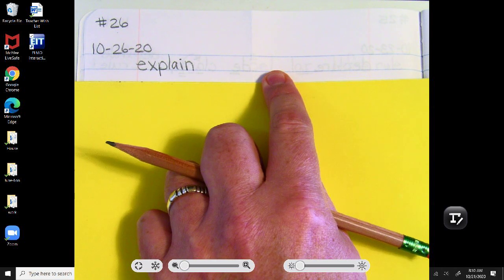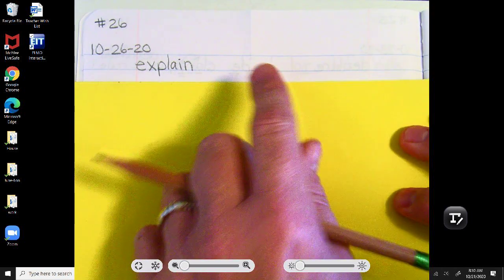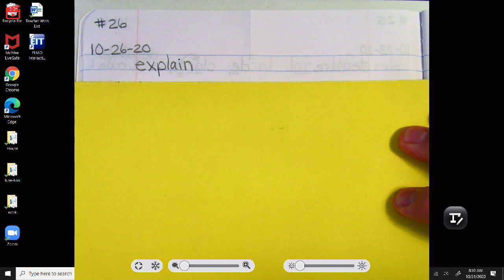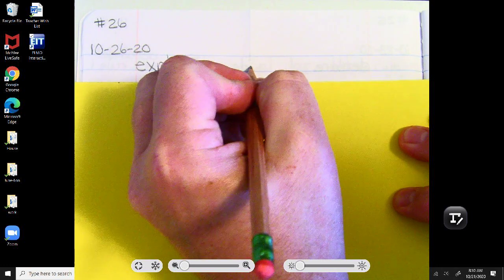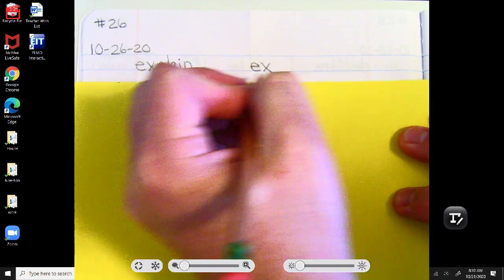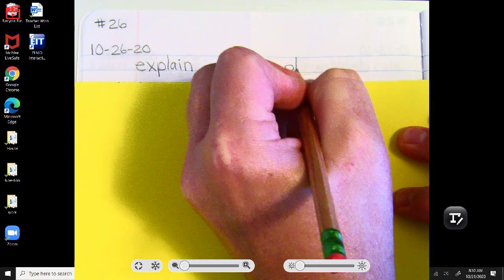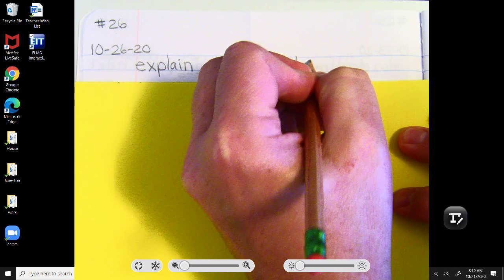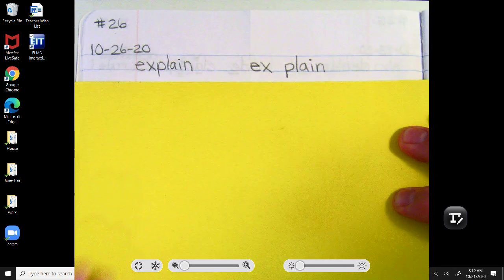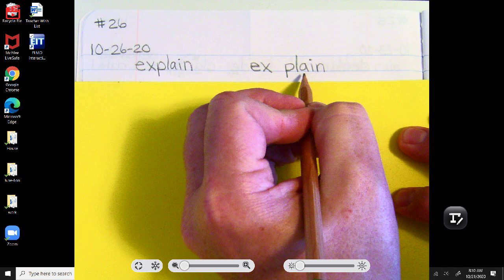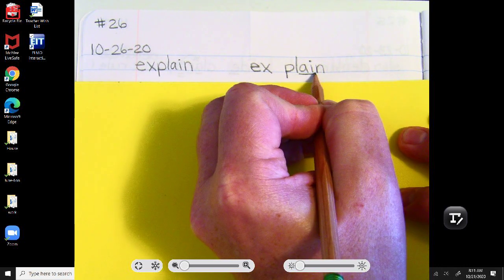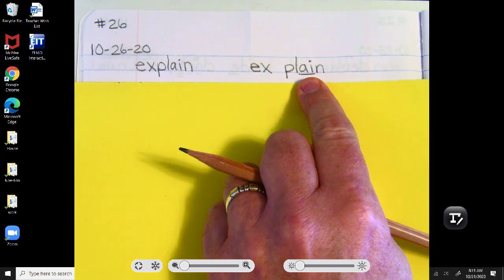All right, let's check how you did. How many syllables in explain? Did you say two? Excellent. X, finger space, plain. Then, spellers, did you catch the multiple letter phonogram? A, two-letter A, that we do not use at the end of English words.